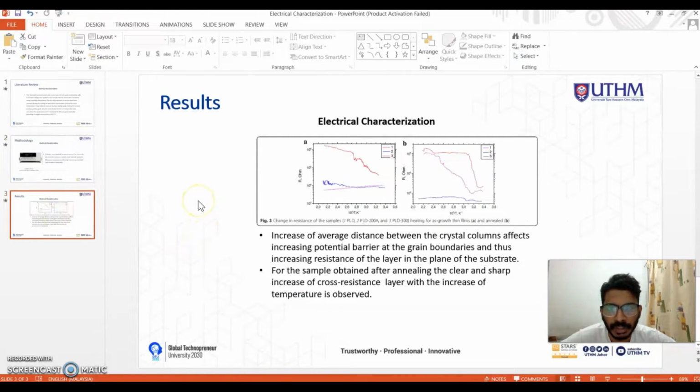This is the result. As we can see, the increase of the average distance between the crystal columns affects the increased potential barrier at the grain boundaries and thus increases the resistance of the layer in the plane of the substrate. For the sample obtained after annealing, a clear and sharp increase of the cross-resistance of the layer with increase of temperature is observed.